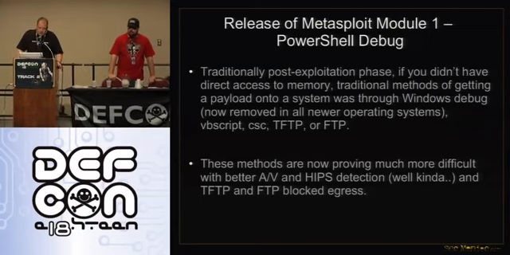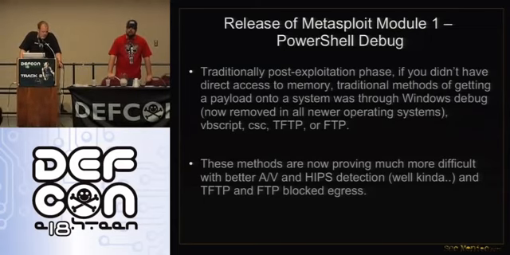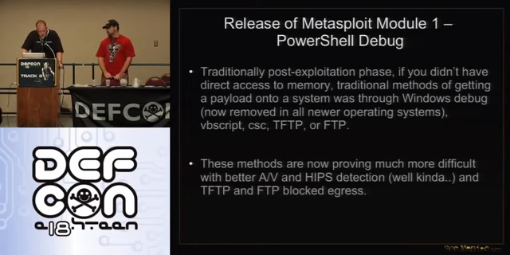So we basically got around the debug 64K restriction. Now the problem is shortly after that talk, they removed debug from all 64-bit systems. So the traditional method for payload delivery was no longer existent. So we're releasing a new Metasploit module called the PowerShell debug. It allows you to do the exact same thing all through PowerShell.